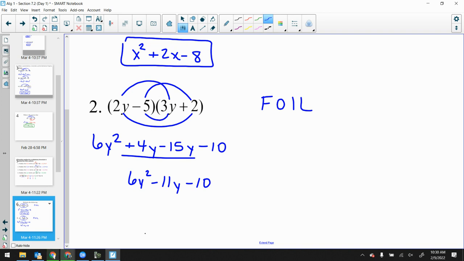See, the nice thing about the FOIL method is that if the problem is originally started in standard form, then you're going to be able to keep it in standard form without doing any reordering in the end. Let's do another one.